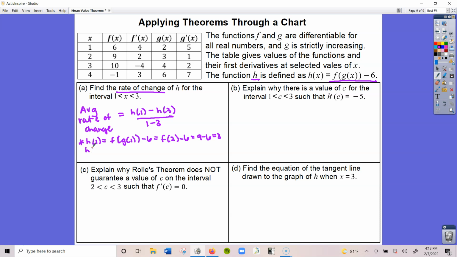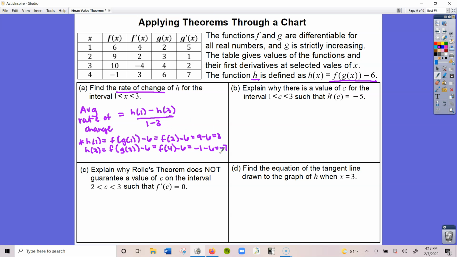Now I'm going to do h of 3. So that's going to be f of g of 3 minus 6. G of 3 is 4. So I'm going to substitute that with 4. So now it's f of 4 minus 6. F of 4 is negative 1. And negative 1 minus 6 is negative 7.